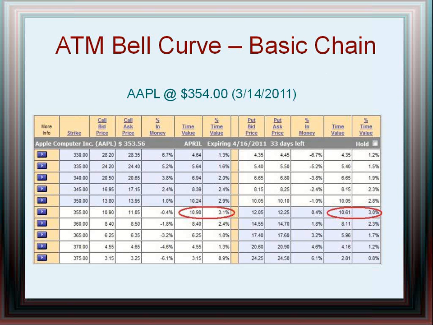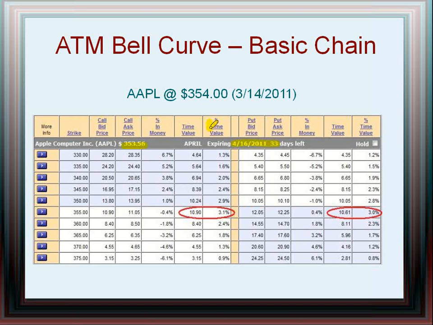Now here's just a basic option chain from Power Options for Apple. It was on 3/14/2011, March 14th, 2011. Apple was at $354. Well, let's call it $353.56 here. I apologize. But $353, $354. And we're looking at the April series.